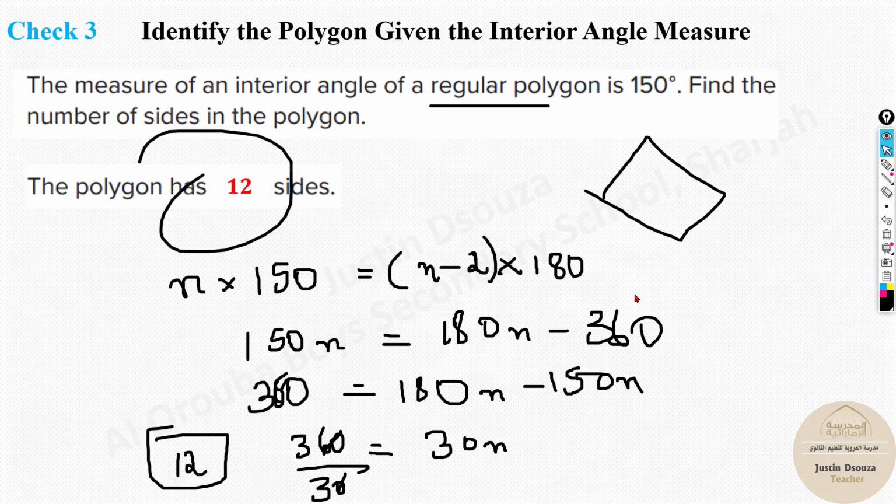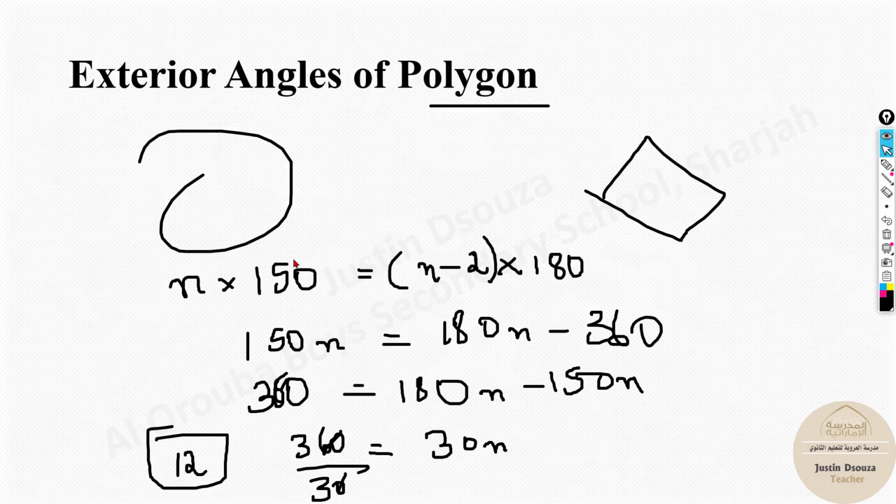So here are the steps. You can check this through and easily solve it. Just remember this equation: number of sides times the angle equals n minus 2 into 180 degrees. Here n is unknown, so we solve it to find n. It's 12 sides over here.